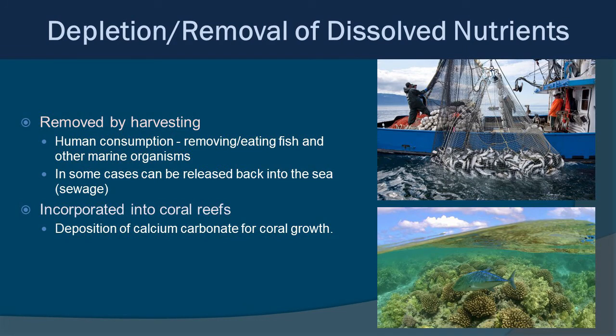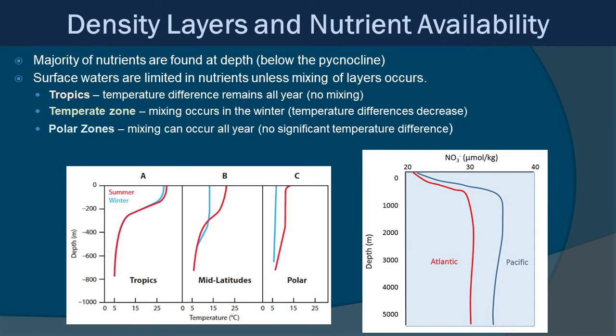It can also be affected through removal by harvesting, which is human consumption, removing and eating fish and other marine organisms. And it can sometimes be re-released back as sewage, so there's that. You can also have incorporation into coral reefs, and this is deposition of calcium carbonate as the coral grows. Now I want to go back over density, layers, and nutrient availability.